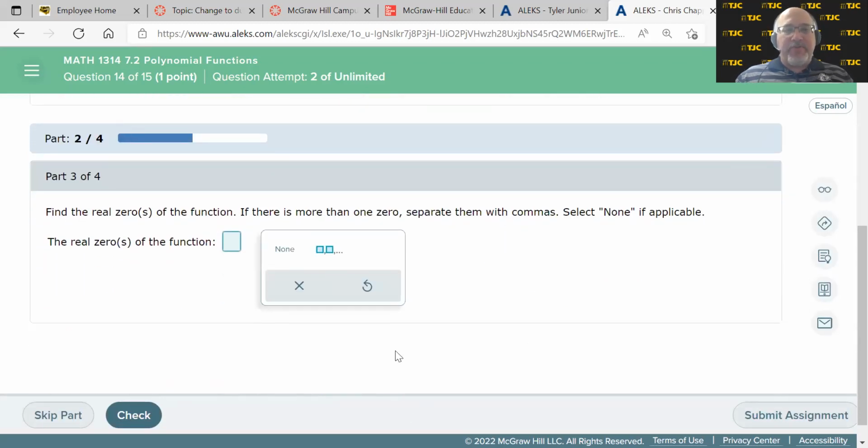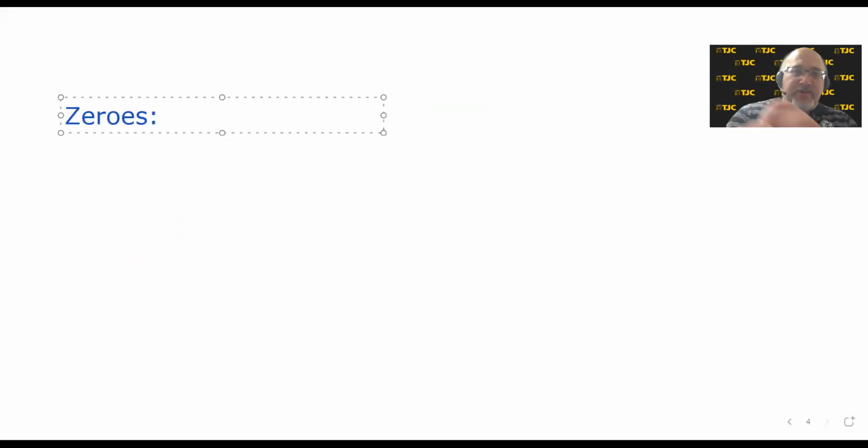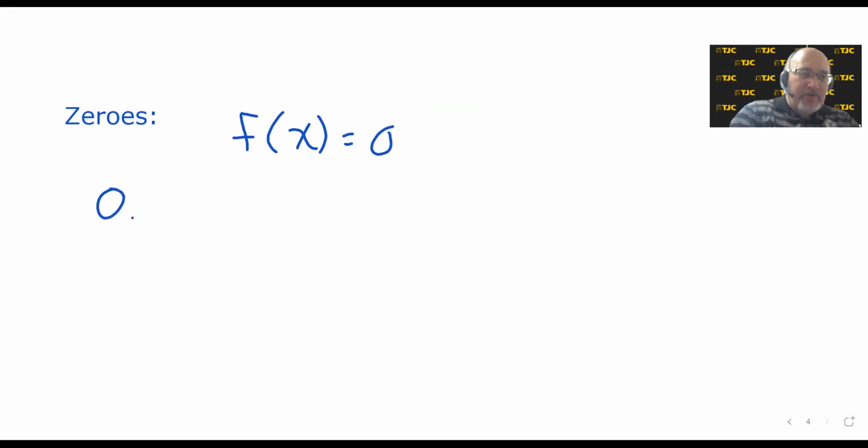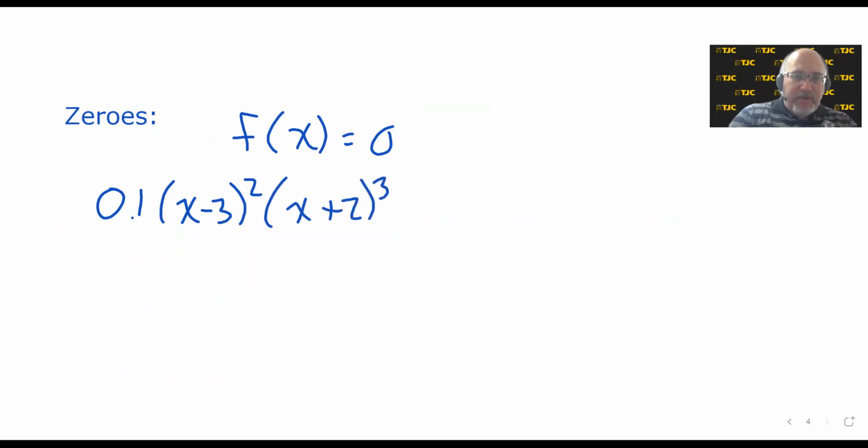For the real zeros of the function, that means we solve the function equal to 0. So let's find the zeros. Basically, we're forcing 0 to come out of the function instead of forcing 0 to go into the function. Well, our function is 0.1 times (x minus 3) squared times (x plus 2) cubed is equal to 0.